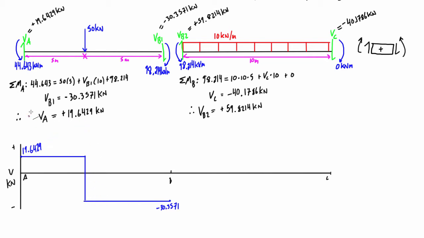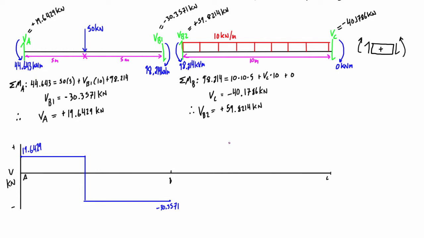So one thing to observe here that's kind of cool is when we have a point load on a span, basically it makes the shear jump by the magnitude of the point load. If it's pressing down, the shear force drops, and if it's pressing up, the shear force jumps up. But here, this magnitude is 50 kilonewtons, and so if you actually take 19.6429 plus 30.3571, you actually get exactly 50 kilonewtons. So that's a nice little check to see that it looks like we're doing it correctly so far.